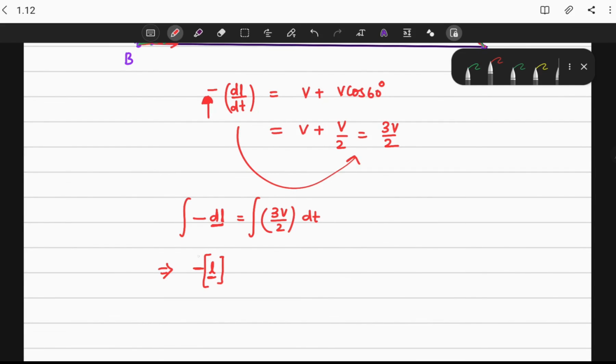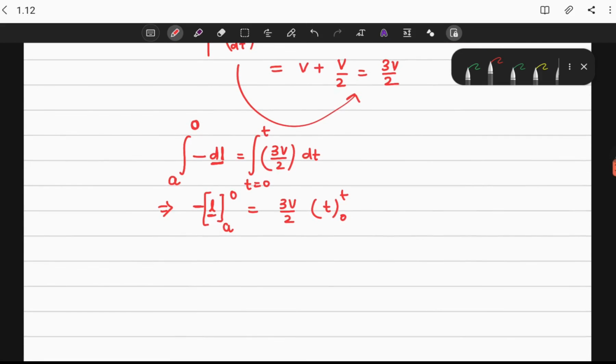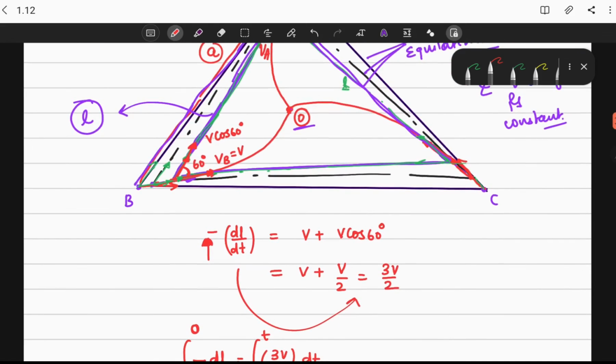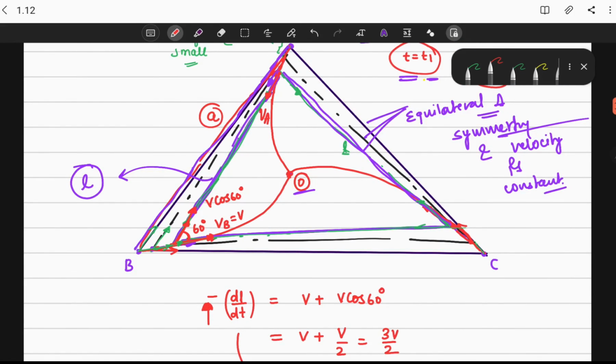If we integrate both sides, the integration of dl is L, which decreases from A to 0, and time changes from 0 to t. So minus of L from A to 0 is equal to 3V by 2 into t from 0 to t. This gives 0 minus of minus A equal to 3V upon 2 into t, so t is 2A upon 3V. This is the time at which all 3 points will converge to this point. Thank you.